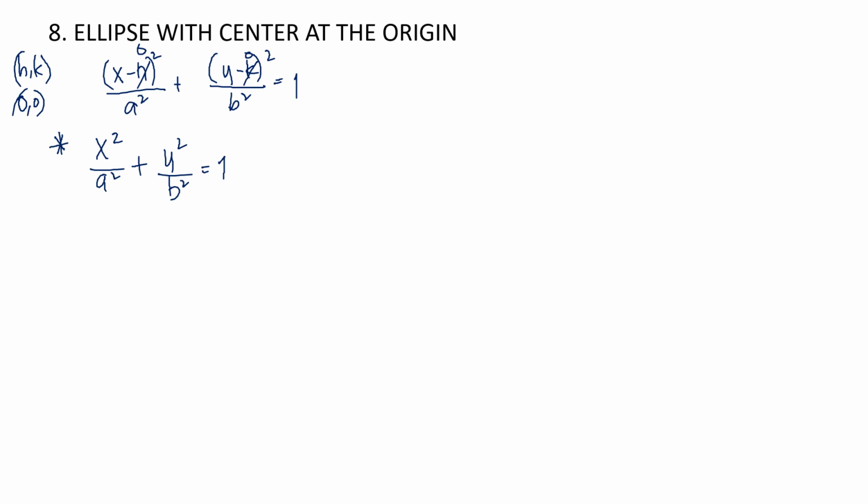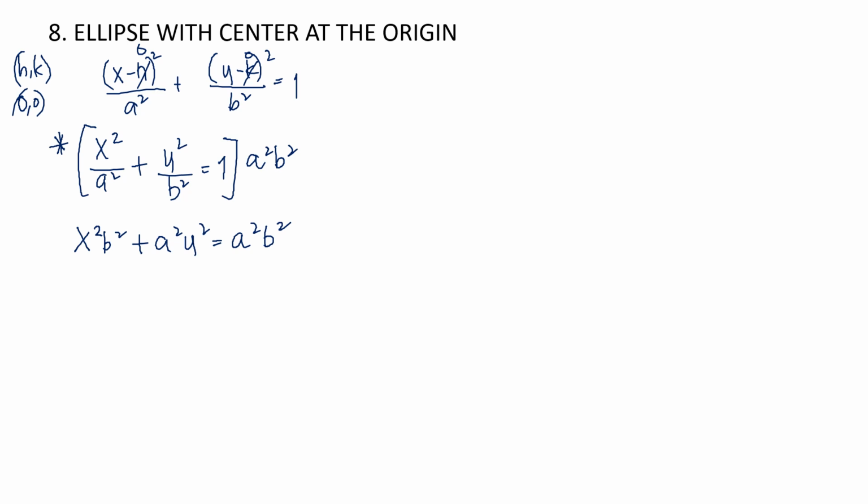Okay. So the next thing is to differentiate. So we have two arbitrary constants a and b. So para mas maging madali, our a and b will be transferred to our right side. So we'll just multiply by a squared and b squared. So therefore this is x squared b squared plus a squared y squared is equals to a squared b squared. Tama ba?